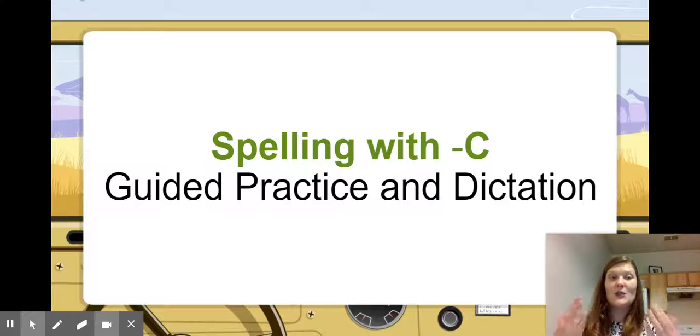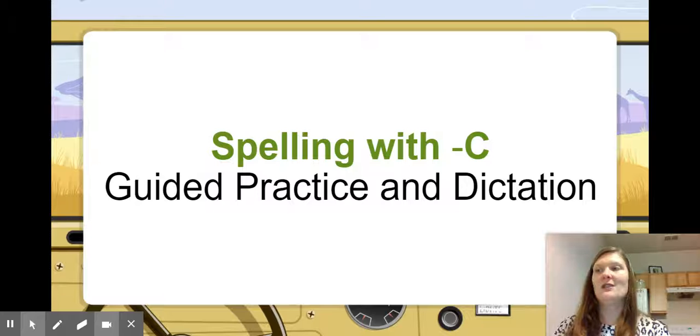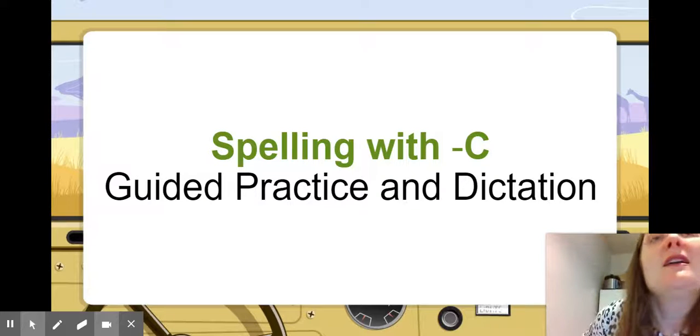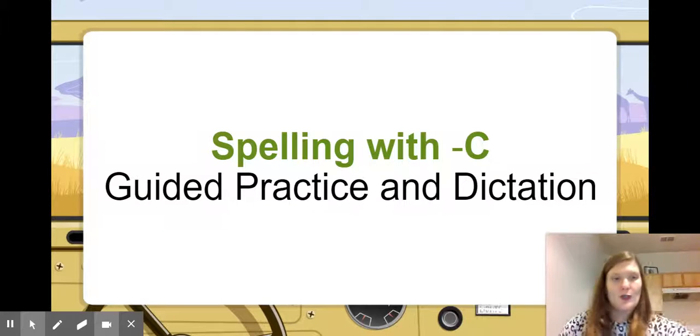First word. Traffic. Traffic. Your turn. I got stuck in traffic on my way to my friend's house. Traffic. All right, let's count the sounds in traffic. T, r, a, f, i, k. 6 sounds. Okay, so get your 6 blanks for your 6 sounds. Traffic. All right, let's go ahead and try to fill in those blanks. T, r, a, f, i, k.